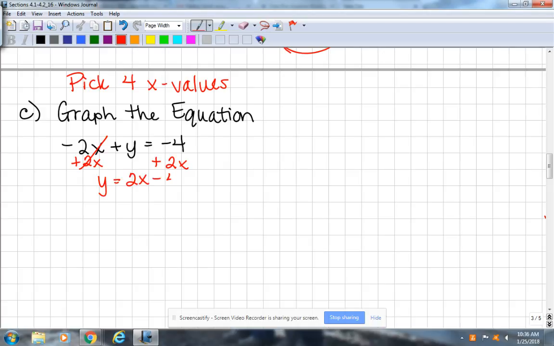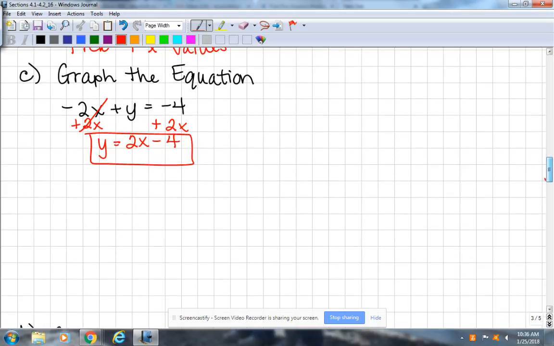So you keep the same sign, positive or negative, as what's in front of them, and you just make sure you put the x in front of the y-intercept. So any questions about how we got that in slope-intercept form? Okay. So we want to pick our own x's.